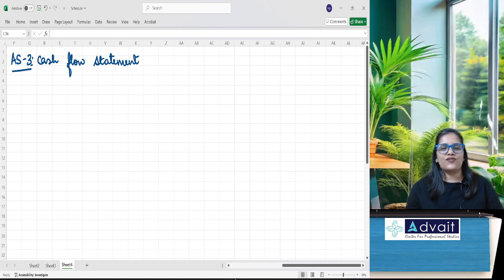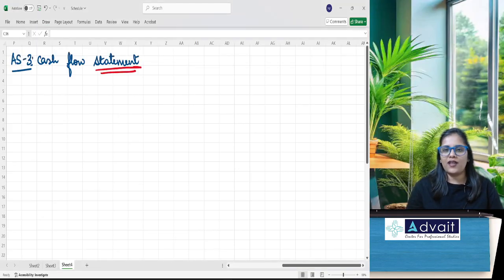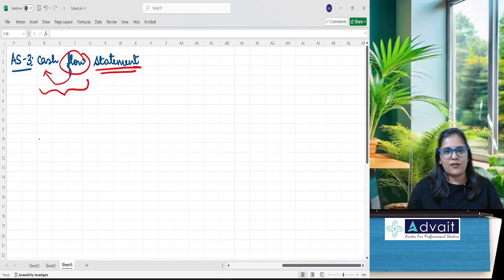We will be studying the cash flow statement. What is a cash flow statement? A cash flow statement is a statement which shows flow. Flow means inflow and outflow of cash. It shows inflow and outflow of cash. That is your cash flow statement.